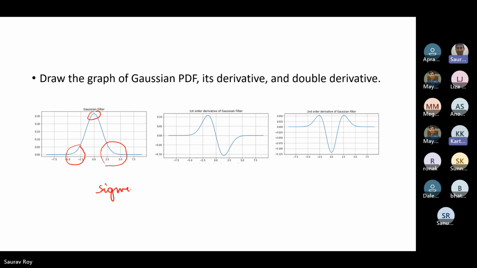Sigmoid is 1 upon 1 plus exponential. The sigmoid function is the one that you get in the Fermi-Dirac distribution, basically. Another one I will add is the sinc function. That is also very evident in many cases. That also you can look into.